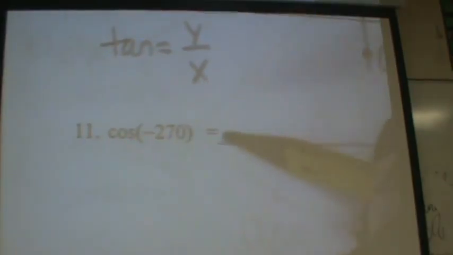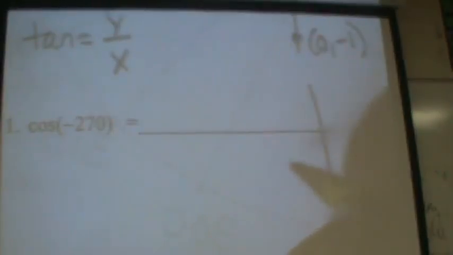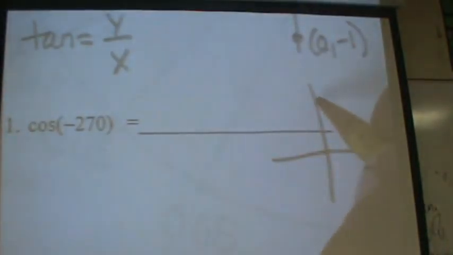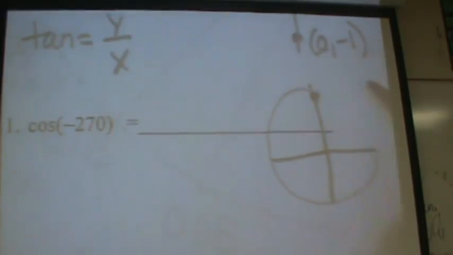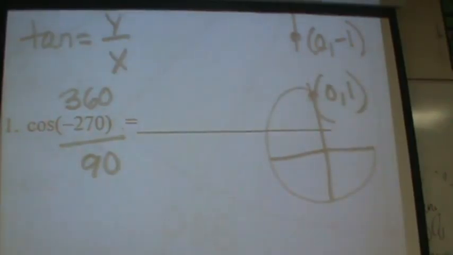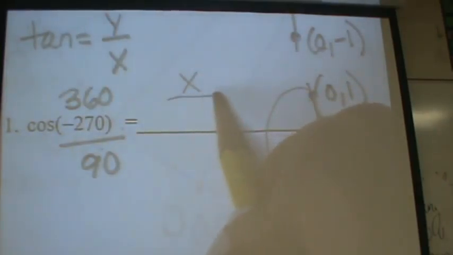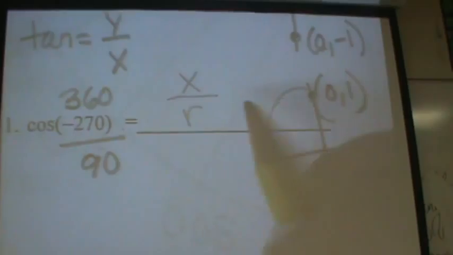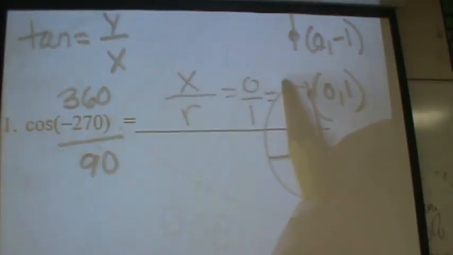Number 11, where's negative 270 degrees? Well, if you went backwards, you'd be right here. Right there is negative 270, which is 0, 1. If you don't want to go backwards, you could have taken that and added 360 to get 90 and gone the other way. You still end up right there. Those two are coterminal. What's the definition of cosine? Is it x over r? What's the x value? 0 over 1, which is 0.